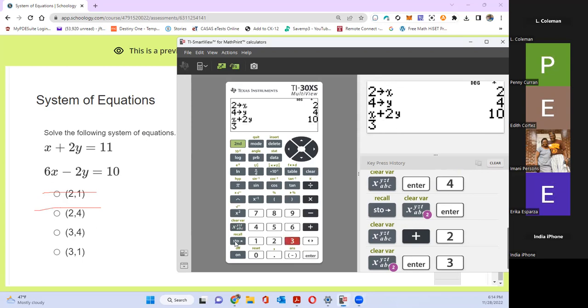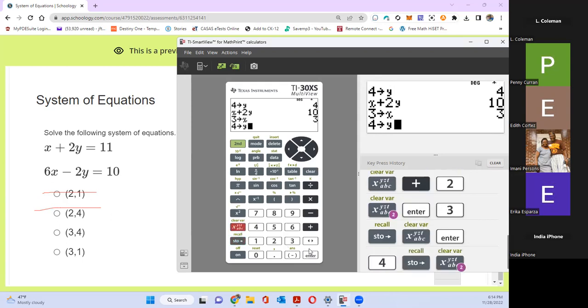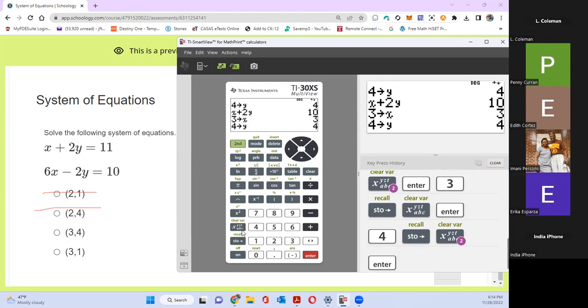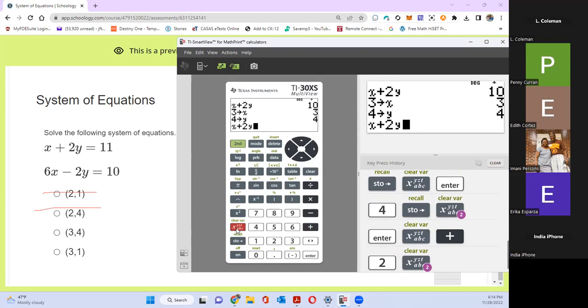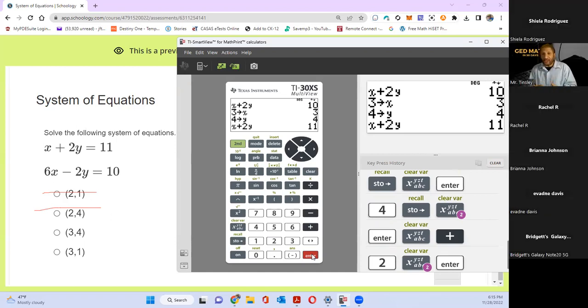So 3 store X, enter, 4 store Y, enter. I'm going to plug in the first equation, X plus 2Y. What do I need to see if this is true? 11. Do I see 11? Yes. So I know it worked for the first equation. But in a system of equations, your solution must work for both equations. Does everybody understand that? Yeah.